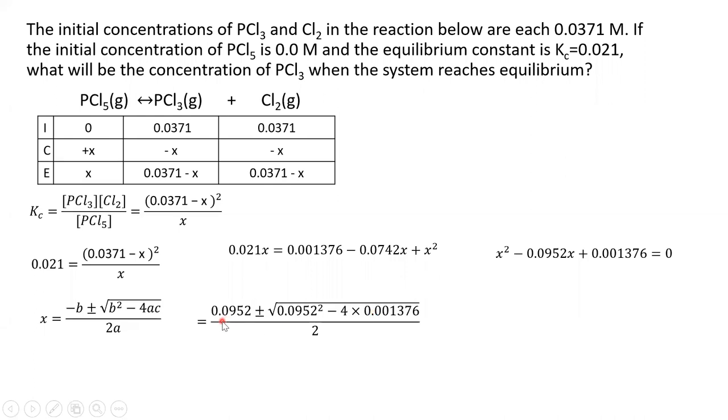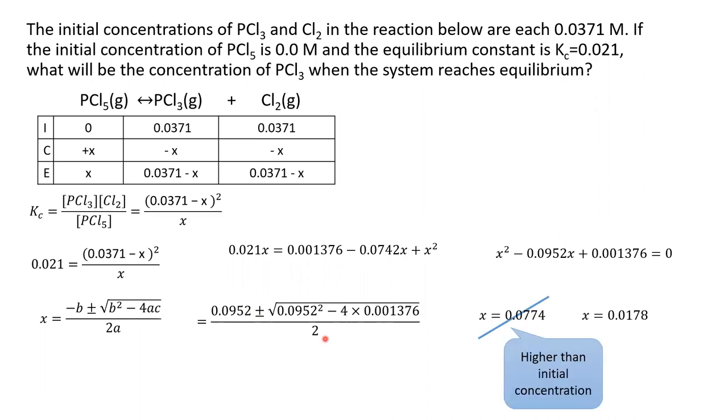We'd get 0.0952 plus or minus the square root of 0.0952 squared minus 4 times 1 times 0.001376. And we take that whole quantity and divide it by 2. Now we end up with 2 answers for x. And we should remember that if we were to graph the quadratic, it's going to cross the x-axis in 2 places. If we solve for it using our quadratic formula, we're going to get 2 x values.